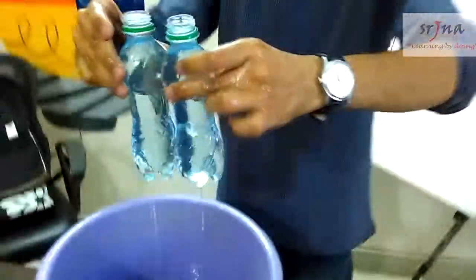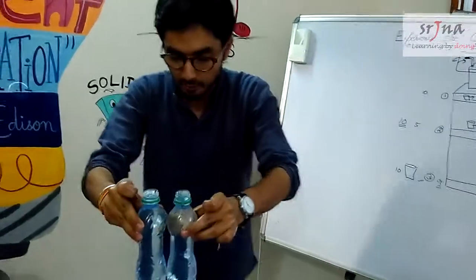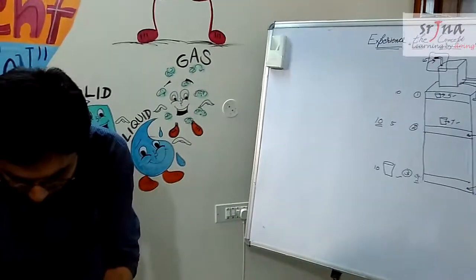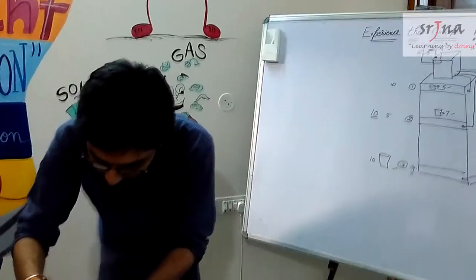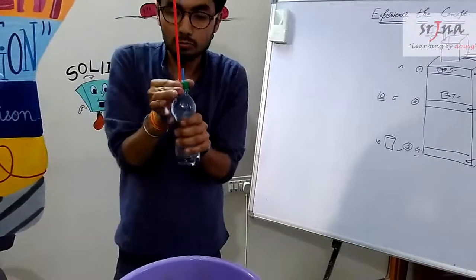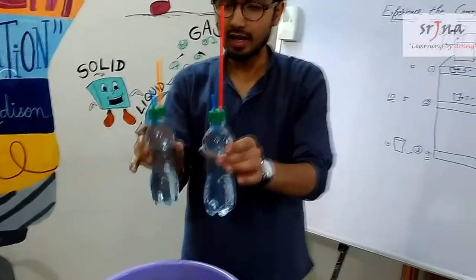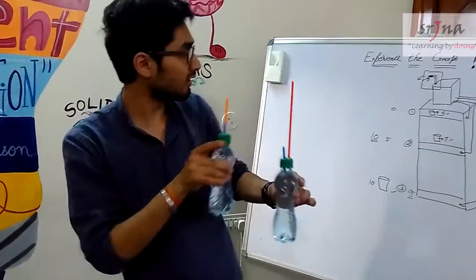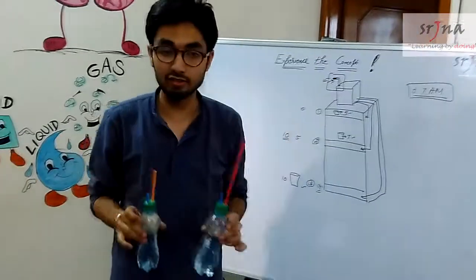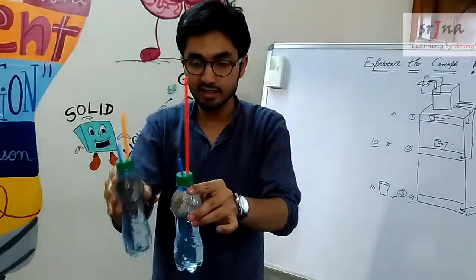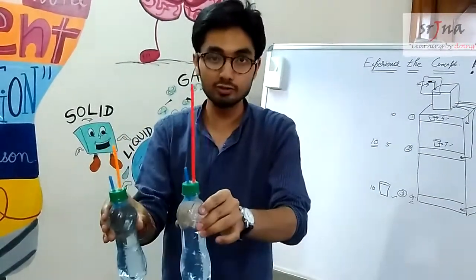Now, as you can see, I have filled the water till the brim. I'll put the caps on. Now I have put the caps on, and this is the same reference as the question that I shared earlier. Now I'll simply rotate it until the water starts flowing.